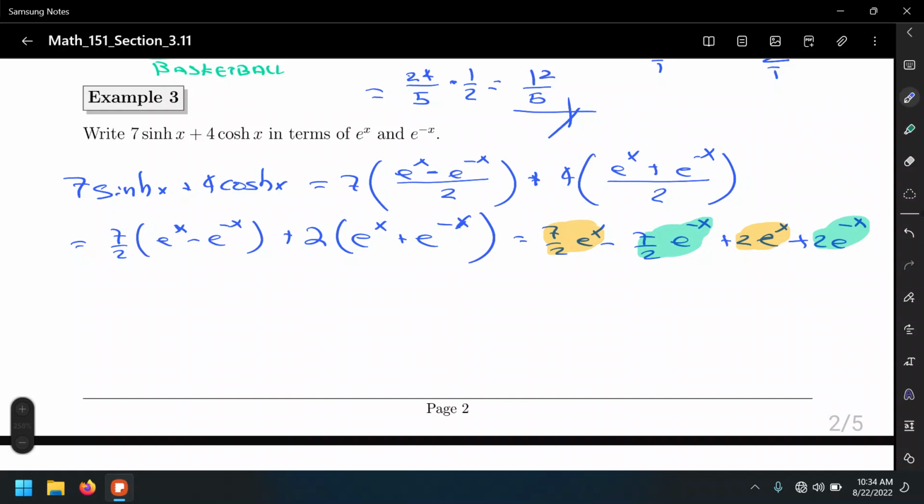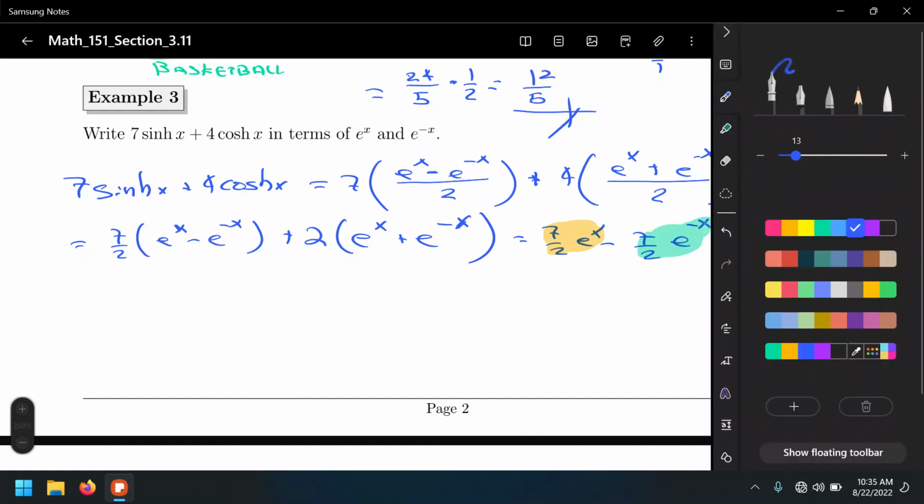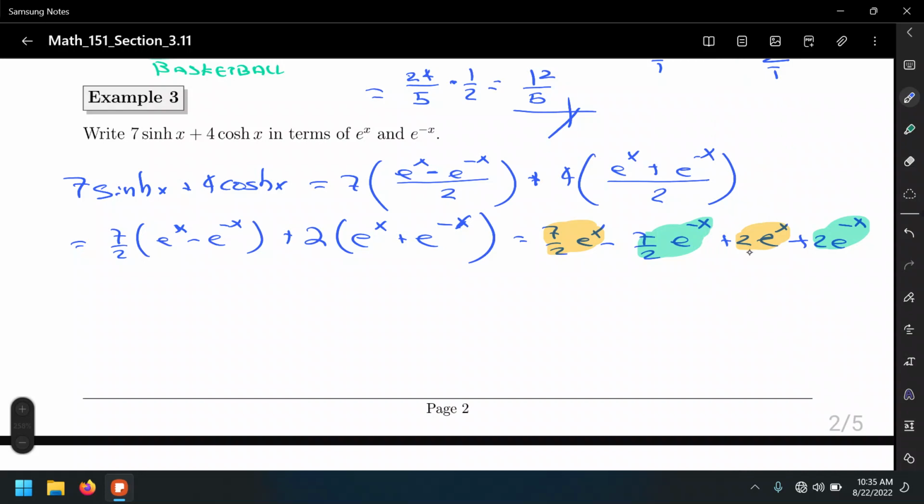So let's combine the 2 terms that I highlighted in yellow. So 7 halves plus 2. But 2, isn't it the same as saying 4 halves? So we would be combining 4 halves plus 7 halves. How many halves is that? 11 halves. E to the positive x.